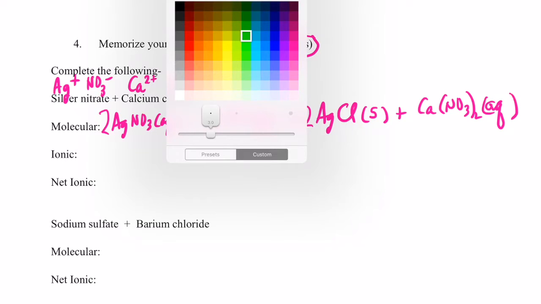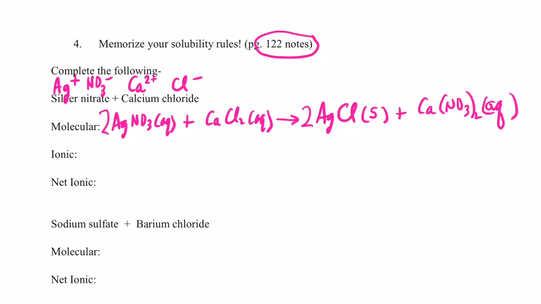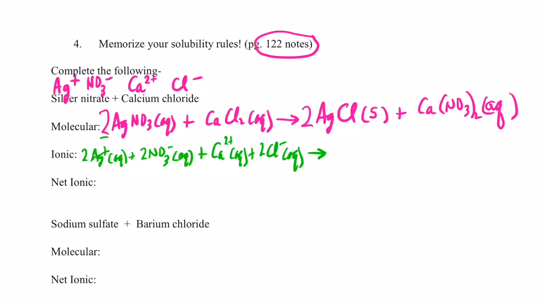Let's change colors so we can see the difference here in our notes. Ionically, silver nitrate dissociates into silver and nitrate ions, and since there's a 2 in front of that, we have 2 Ag pluses surrounded by water and 2 nitrates surrounded by water with 2 AgNO3s. Calcium chloride dissociates into calcium ions and 2 chloride ions, both surrounded by water.